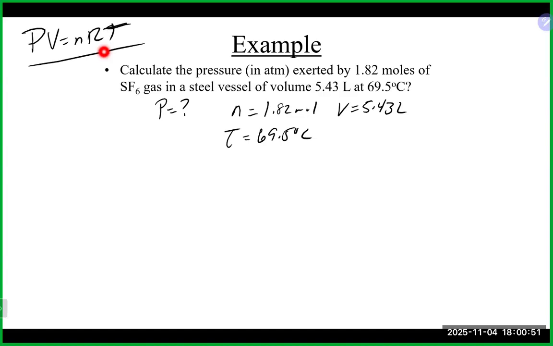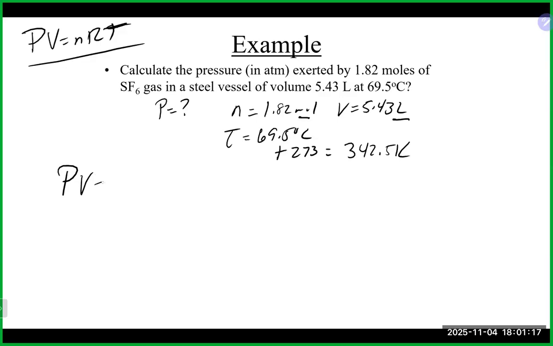And obviously here, if we're going to use the ideal gas law, we do want to make sure that everything's in the proper units. So here we do have moles, so that's good. We do have liters. Like normal here, we do need to convert our temperature into Kelvin. So we'll add 273 to it. Gets us 342.5 Kelvin. And now I think we got everything we need.